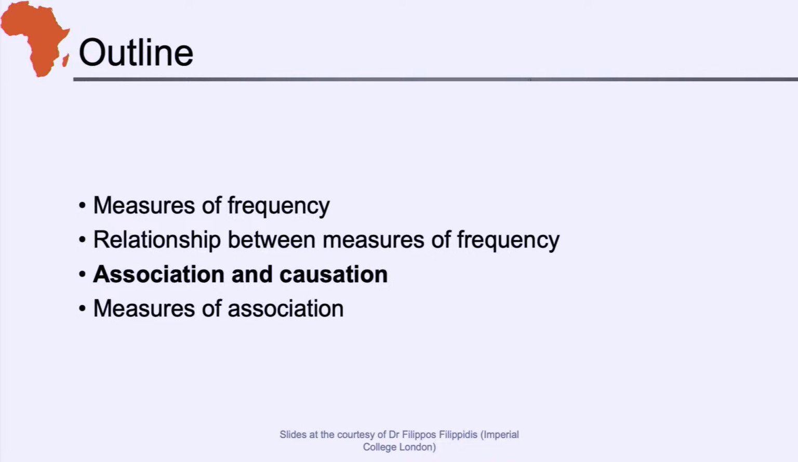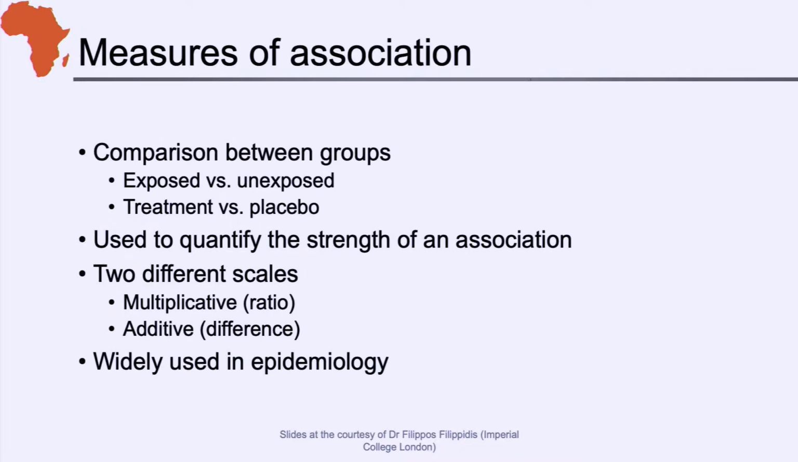Okay, association and causation. For measures of association, we always need to compare between groups. In epidemiology, we would normally compare exposed versus unexposed, or those with treatment versus those having a placebo. We use measures of association to quantify the strength of an association. We can do that on two scales: multiplicative, that is a ratio, and additive, that is a difference. Those are widely used principles in epidemiology.